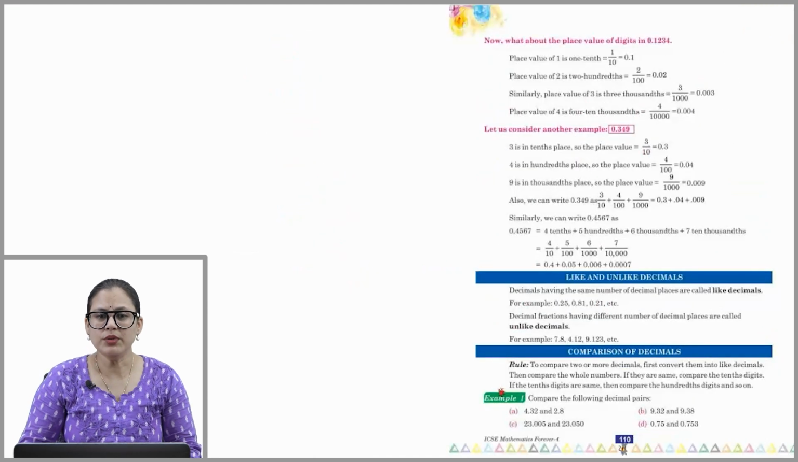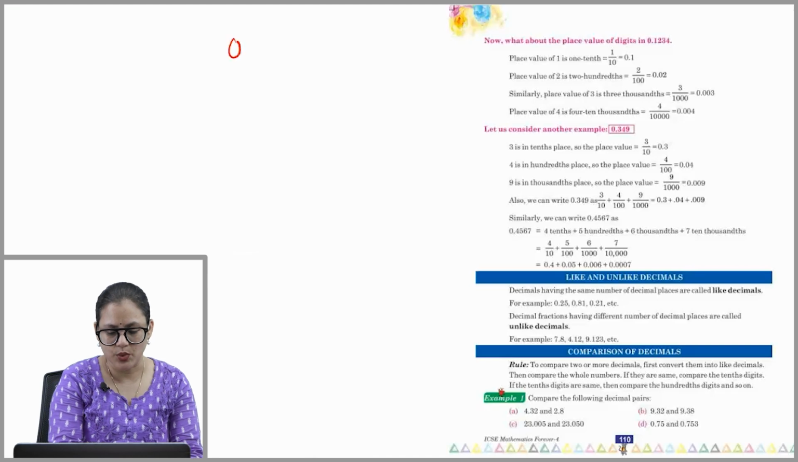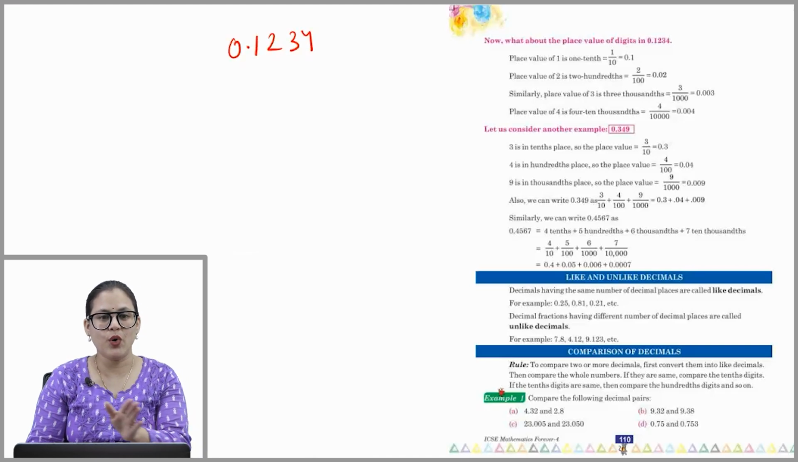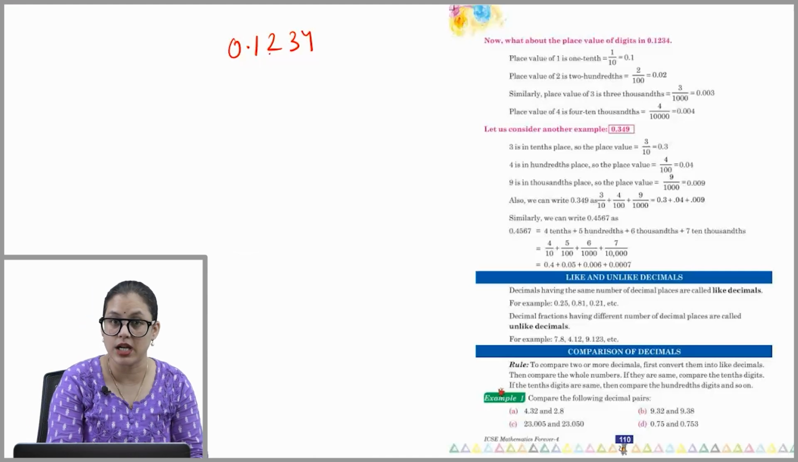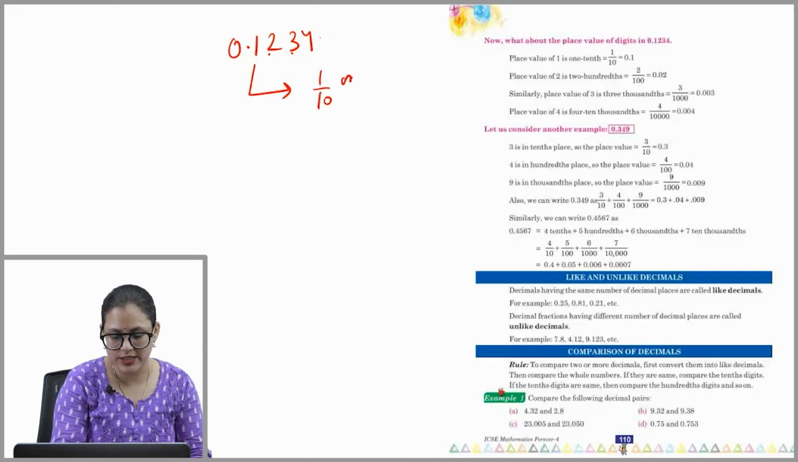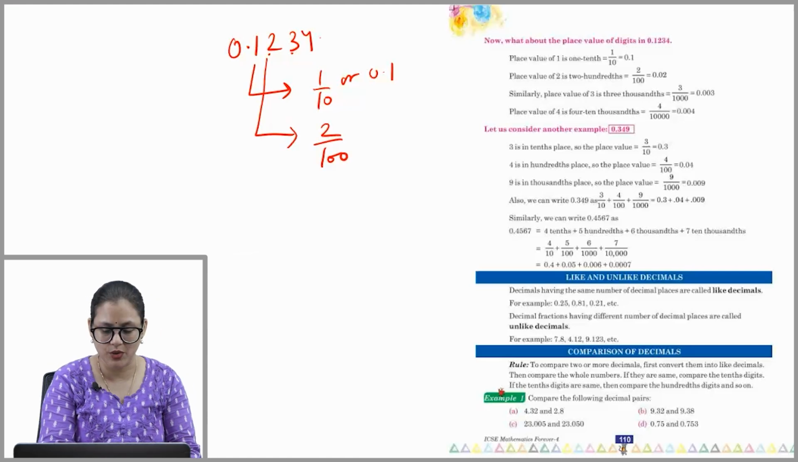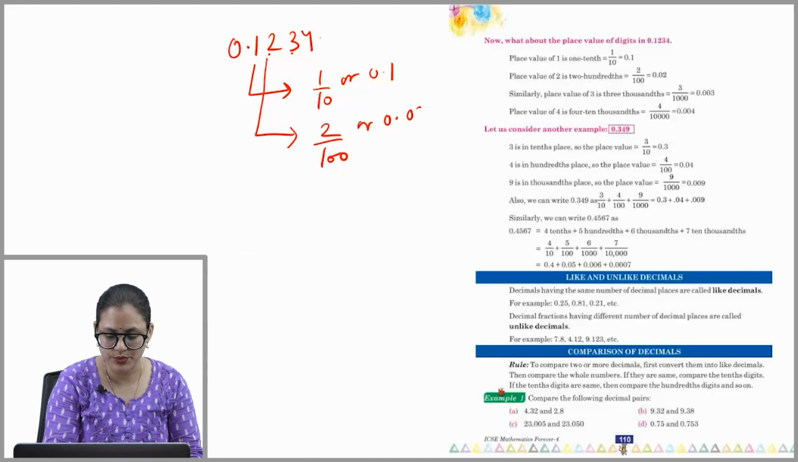Now, what about the place value of digits in 0.1234? The place value of 1 is 1/10. This is tenths place, this is hundredths, thousandths, and ten-thousandths. So, place value of 1 is 1/10, or you can say 0.1. Place value of 2 is 2/100 because it is at hundredths place, or 0.02.